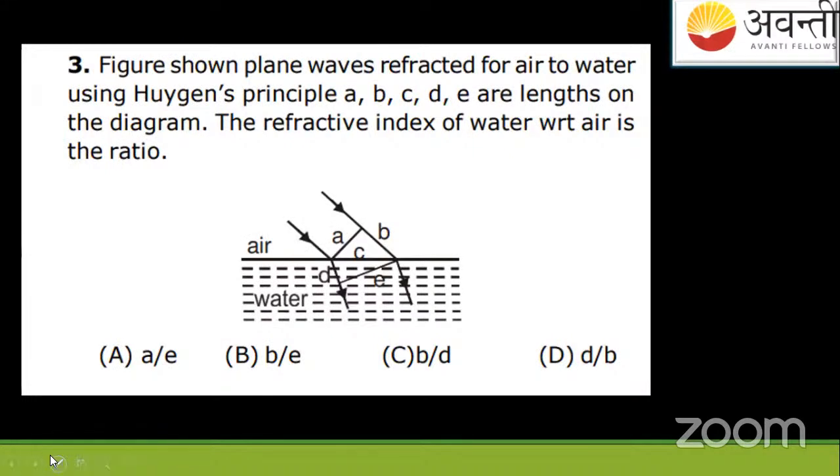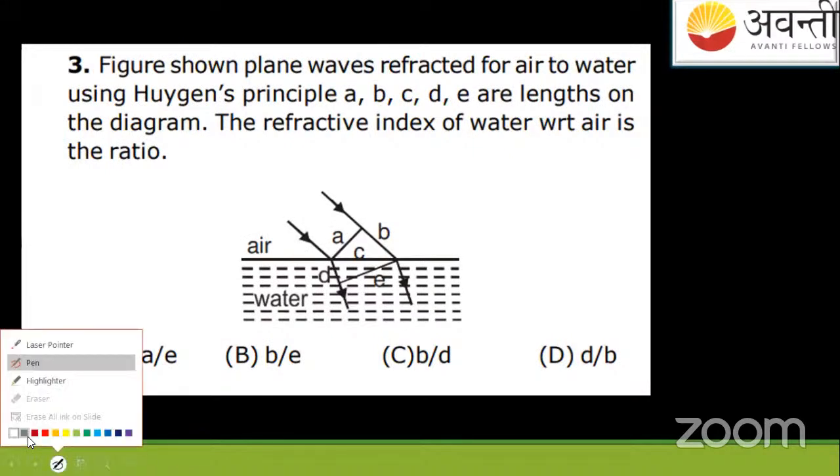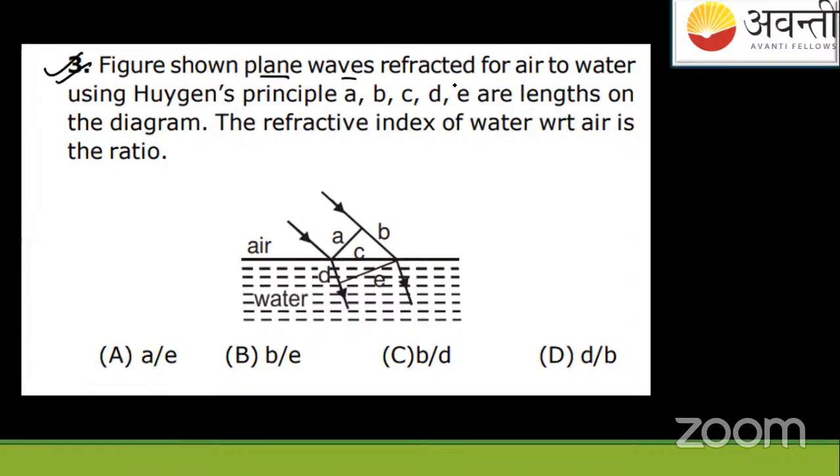So this is the next question. The figure shown here shows a plane wave. These are the plane wave fronts, and the wave direction is like this. The wave is going from air, a rarer medium, having some refractive index n subscript A.